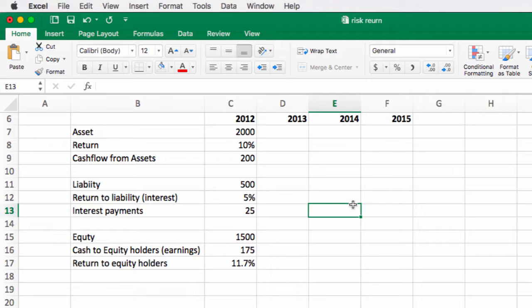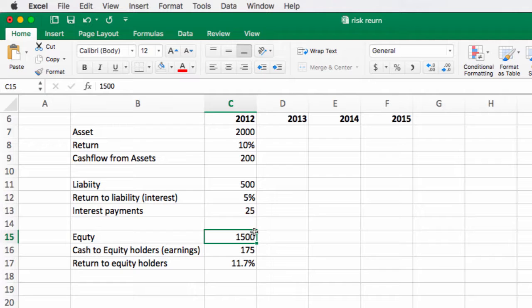And I'm going to attempt to show you that in this spreadsheet. So this is the example we had in the initial video, the video that explained cash flow from assets and liabilities and equity. So we had $2,000 worth of assets that required a 10% return because it was that risky. So that means it generates $200, or 2,000 times 10%. We also had liabilities, which is ownership from the bank or bondholders, of $500 that required a 5% return. And that generates a $25 a year interest payment.